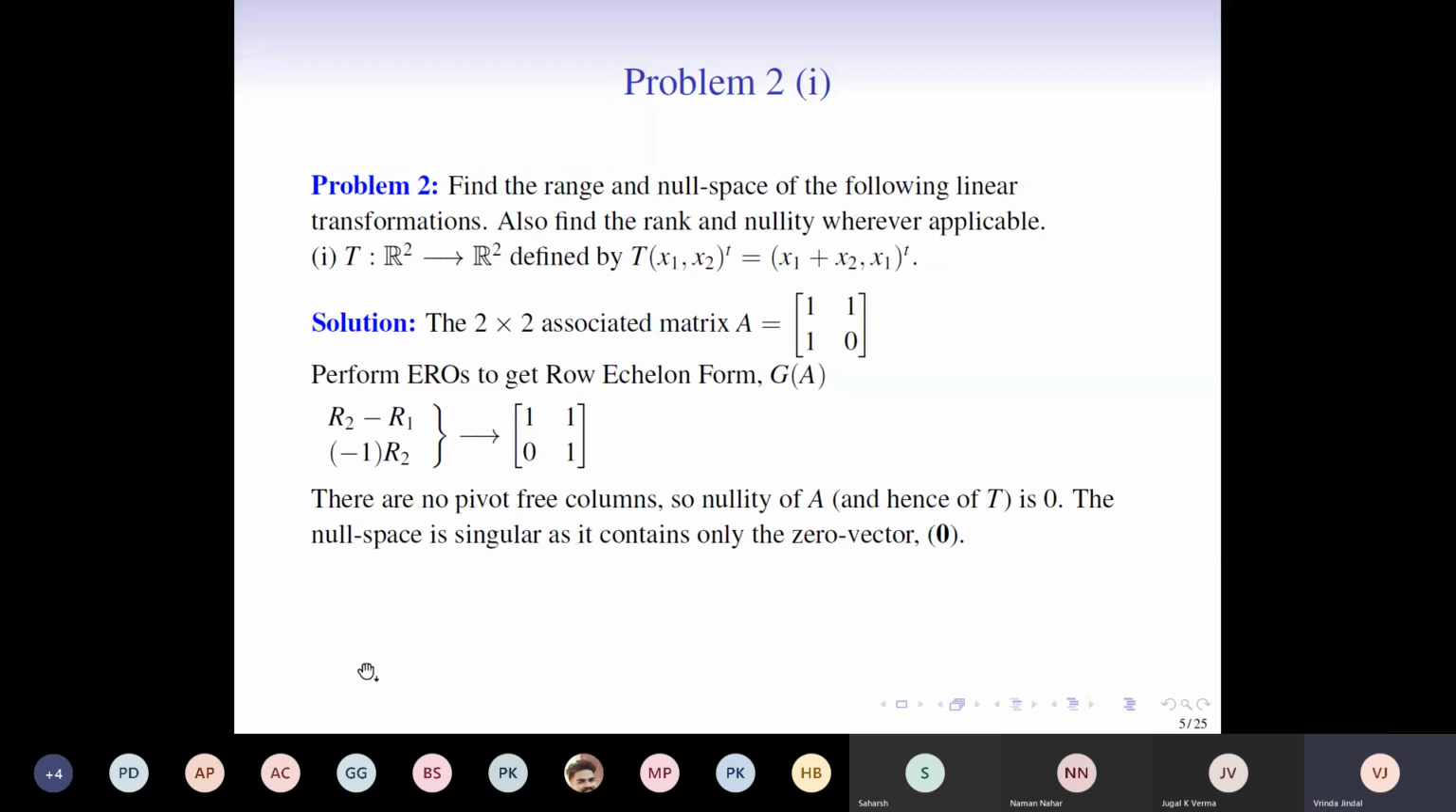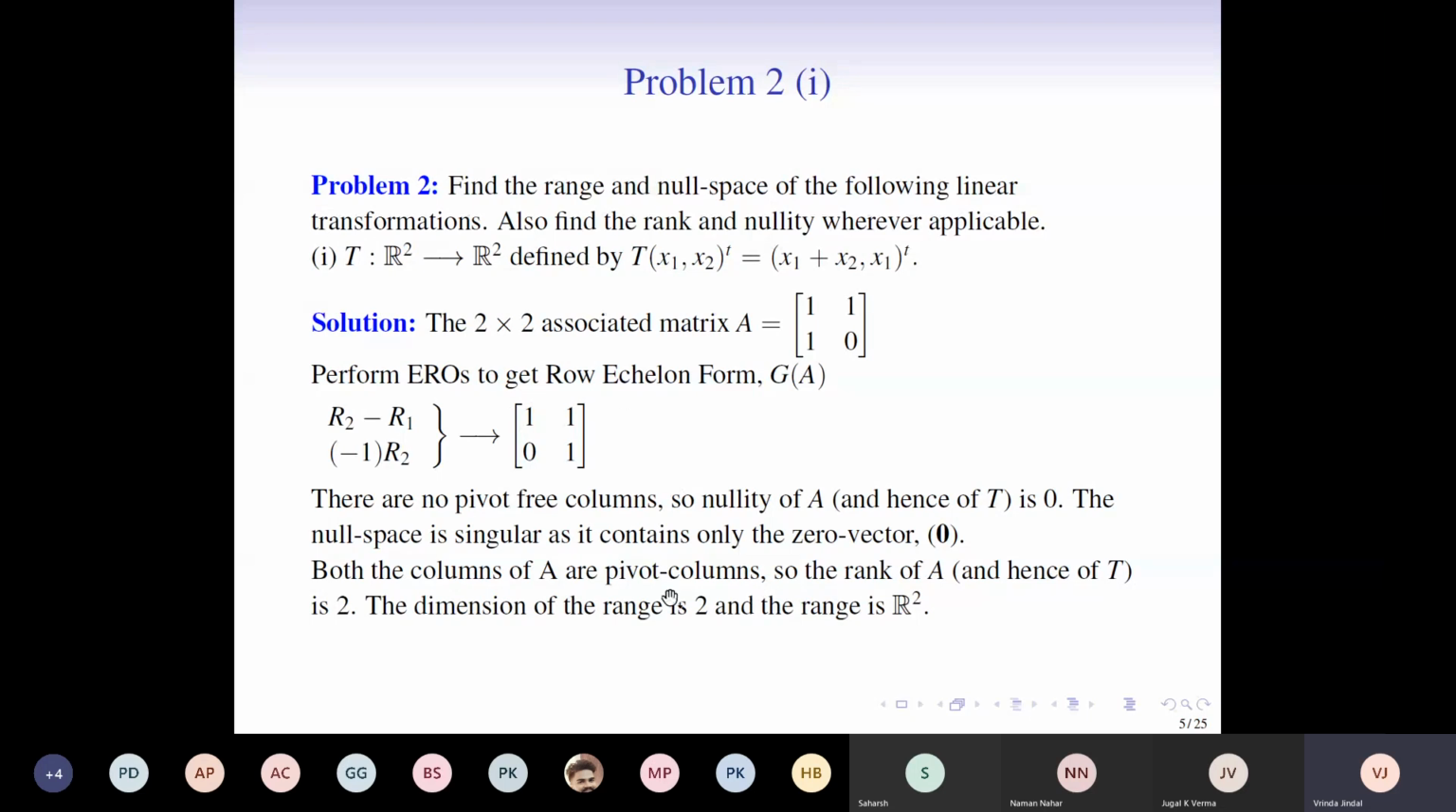And because the nullity is 0, the null space is only the 0 vector. Because for any other vector, we would have had at least one dimension for the null space. But that is not the case, as nullity is 0 and nullity is basically the dimension of the null space. So the null space consists of only the 0 vector. And since both the columns of A are pivot columns, rank of A is 2. The dimension of range is 2, basically that is the rank, and hence the range is R2.